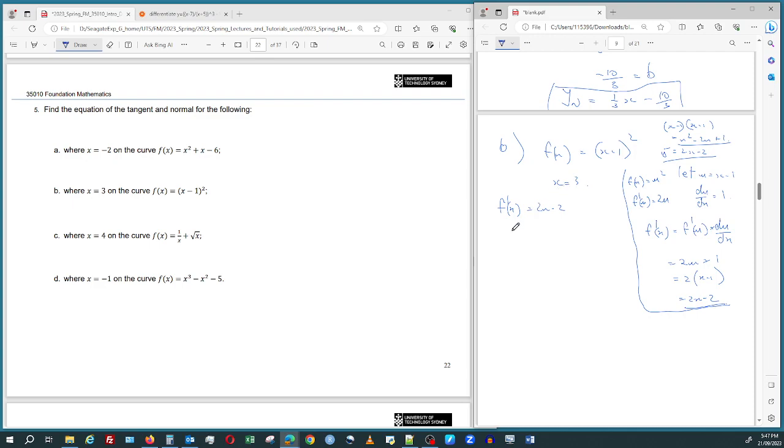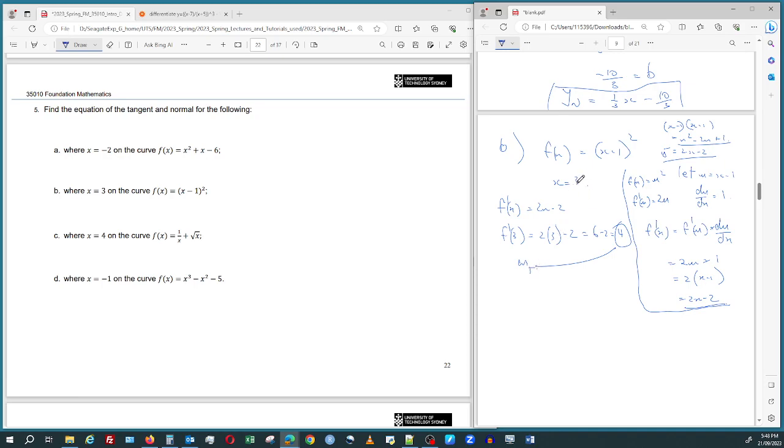We want to find that at x equals 3. So use our function notation. Everywhere there's an x, we put a 3. And so we get 6 minus 2, which is 4. So that's the gradient. It's quite steep. That's m. That's the gradient of the tangent at x equals 3.